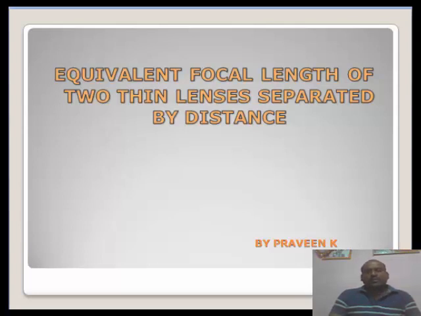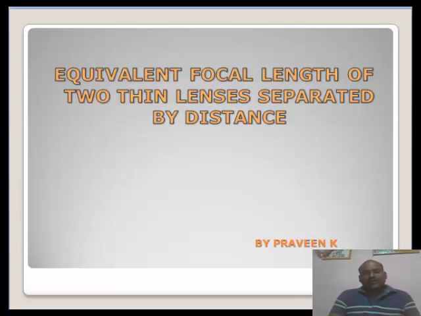You have to know the basic things, that is, what a lens is and the types of lens. Here we are considering two lenses, that is, a combination of lenses. By using these two lenses we get the final expression. We will learn it one by one. First, what is equivalent, and what is focal length?